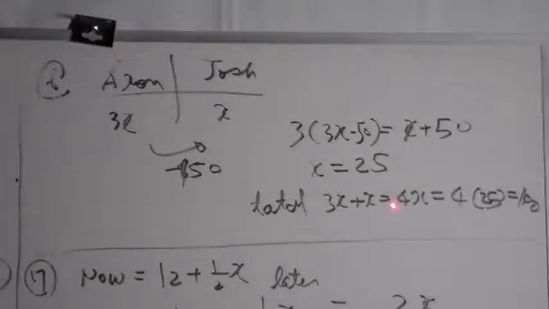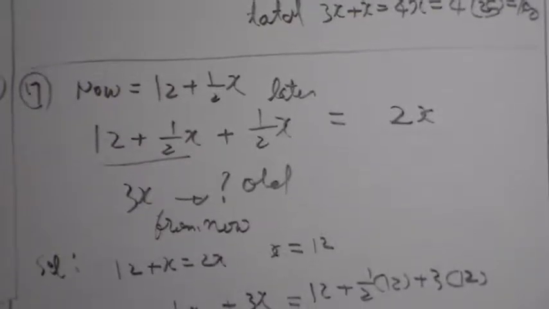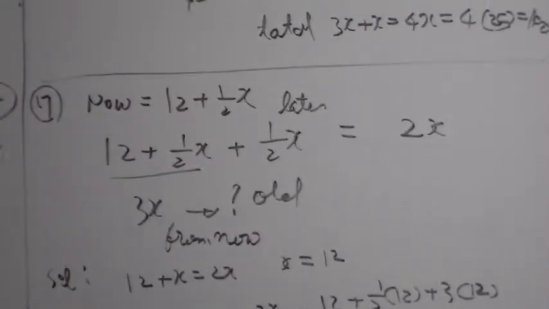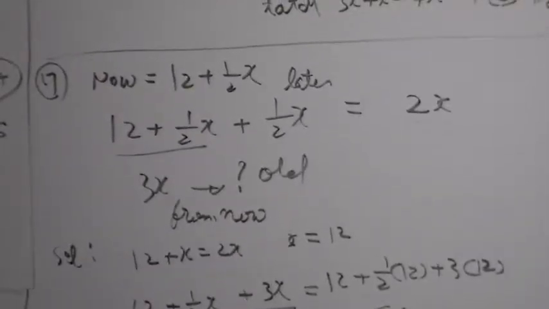3x plus x is 4x. So 4x is 4 times x, which is 25 right there, so $100. Okay, number 7, very interesting, but you have to read it carefully. Once you read it and exercise several times, you fully understand this kind of pattern of a problem.